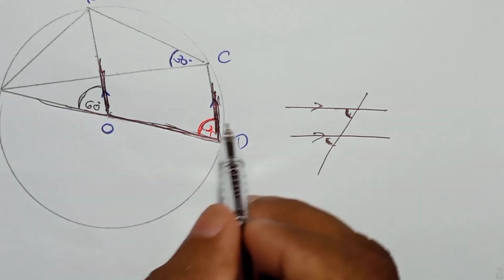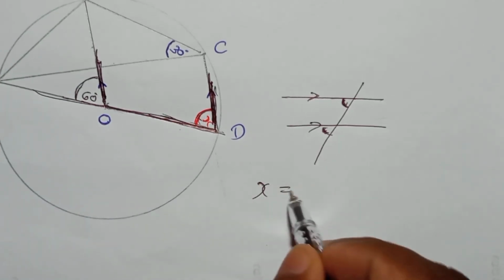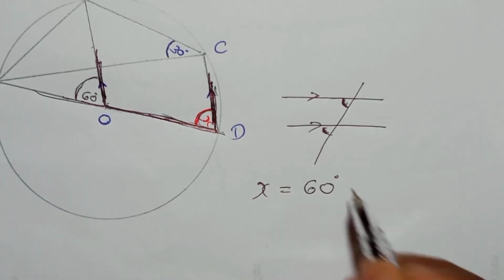Now I make it like F, you can see this must be equal to this, so that's why we can tell x equals 60 degrees.